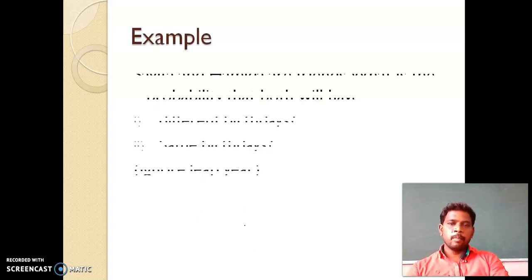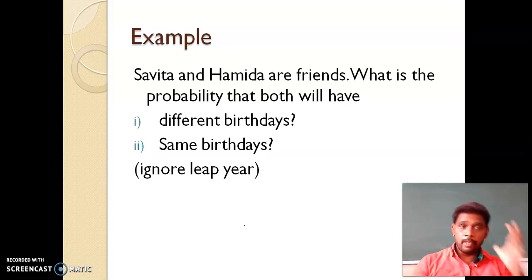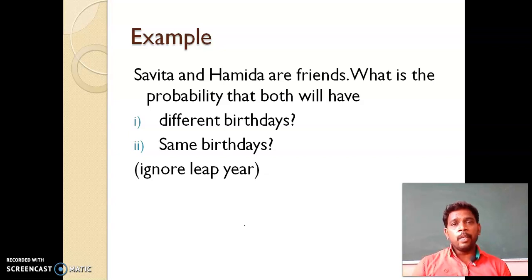Then see the next example. Savita and Hamida are friends. What is the probability that both will have different birthdays and the same birthdays? We can ignore the leap year, right? In a leap year 366 days will come, and in a non-leap year only 365 days. So they are asking to consider a non-leap year, that is, out of 365 days.